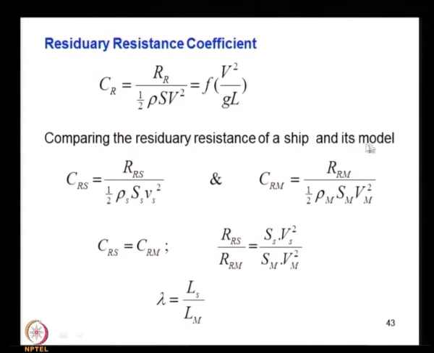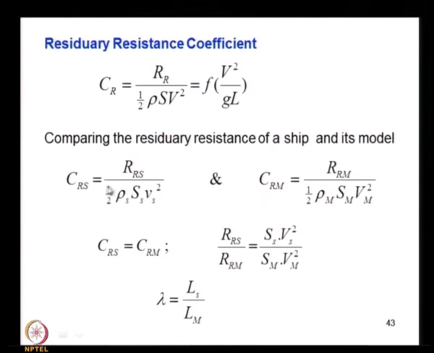Comparing the residuary resistance of ship and its model, CRS, that of the ship, is given by the residuary resistance of the ship divided by half rho s, that is the seawater density, times Ss, the wetted surface area of the ship, times Vs squared. This should be Vs, not nu s. Vs is the ship velocity. For the model you use the model parameters: RRM is the residual resistance measured from the model, divided by half rho m, where m is the freshwater density, that is the lab condition, Sm is the surface area of the model, and Vm is the model speed.